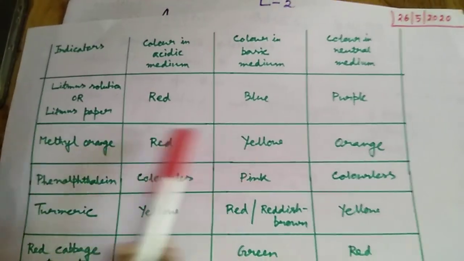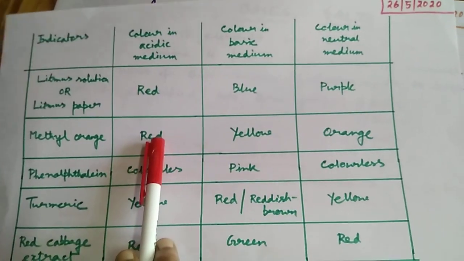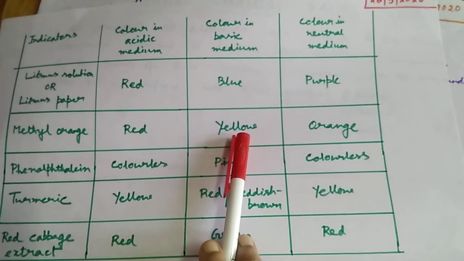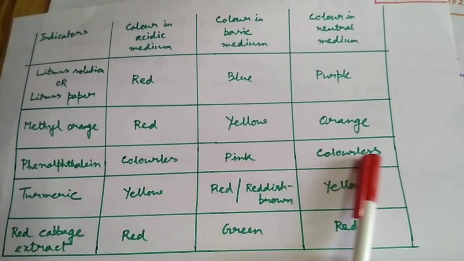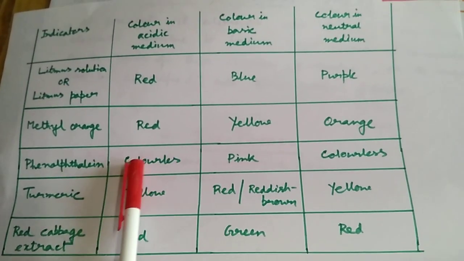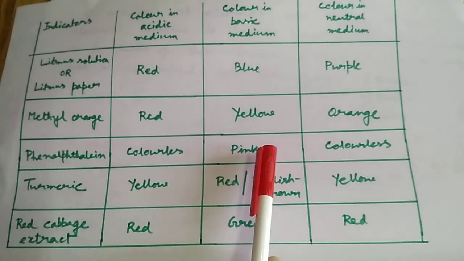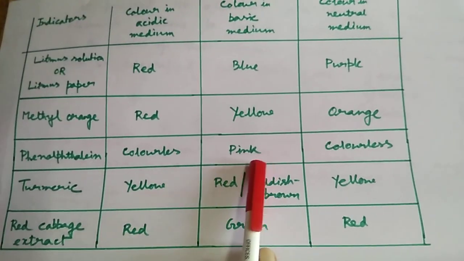Methyl orange. In neutral, its color is orange. In presence of acid, it turns red. In presence of base, it turns yellow. Phenolphthalein solution is a colorless solution. In acidic medium also it is colorless, but when it comes in contact with basic medium, it will show the color change to pink.